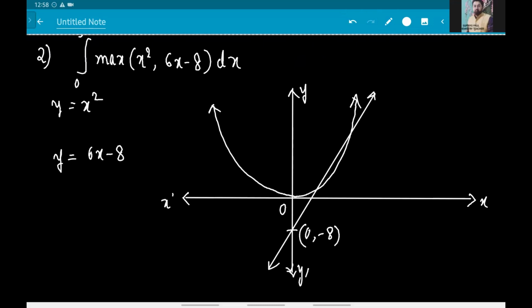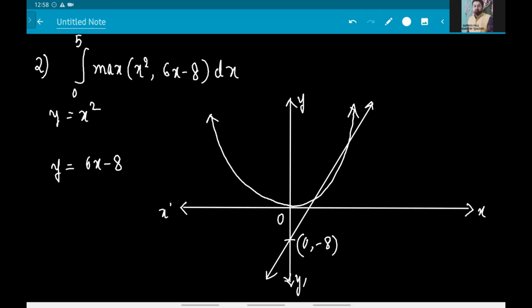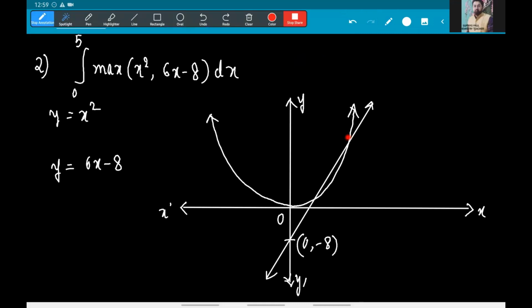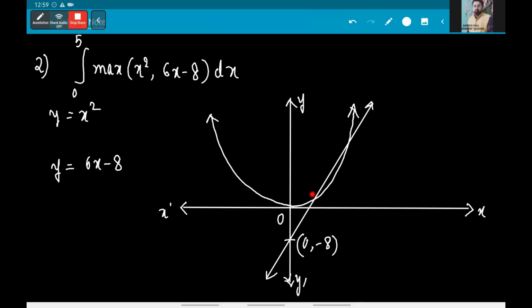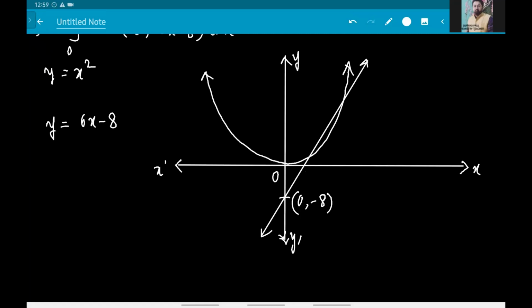Okay, now you can see that this line is touching y equal to x square at 2 points. This point, 1 point, and here 1 point. So if we can find out the point of intersection of these two curves, that is y equal to x square and y equal to 6x minus 8, then we can easily find out the maximum part between the two intervals. Then we can integrate that and we can get the value of that maximum. Okay, so at first, we just find out the point of intersection.